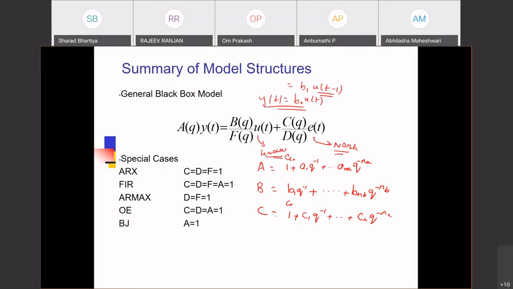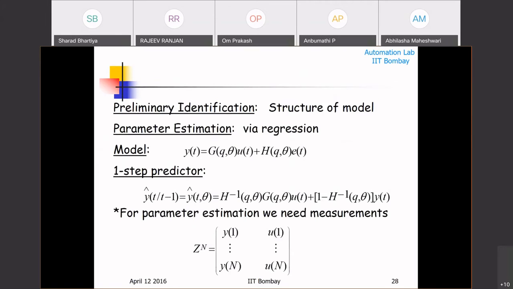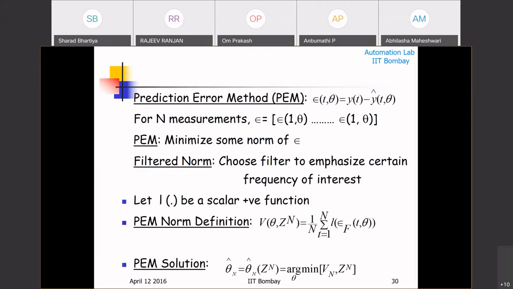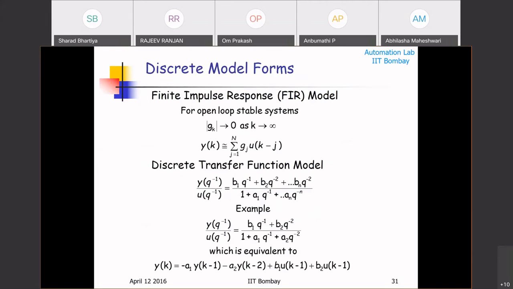So, now let me just see some examples of this. Skip this. So let's look at some very simple examples.